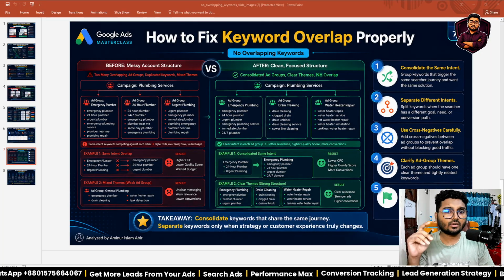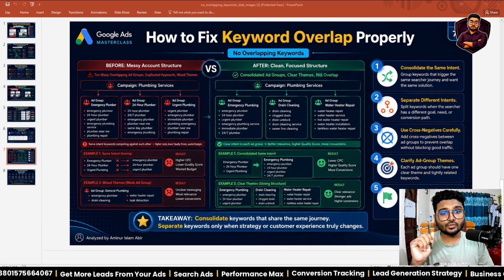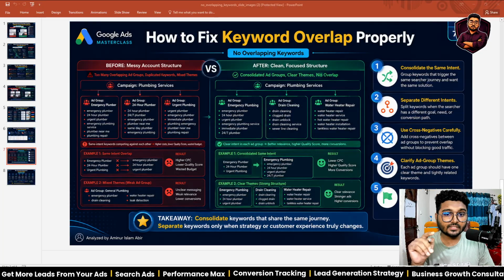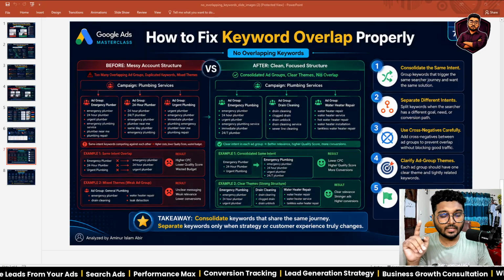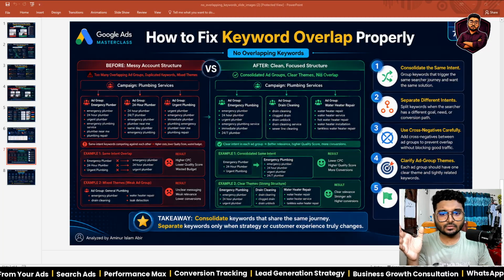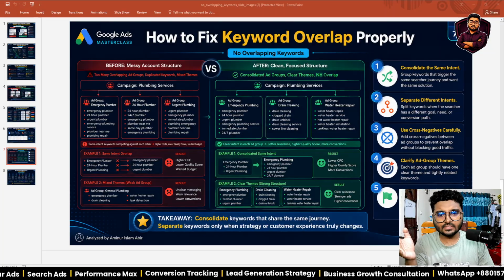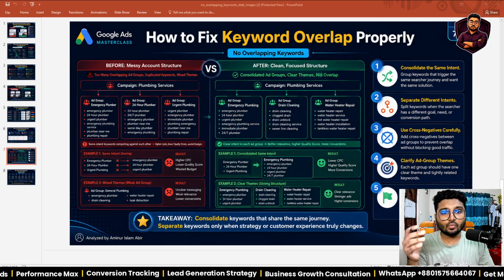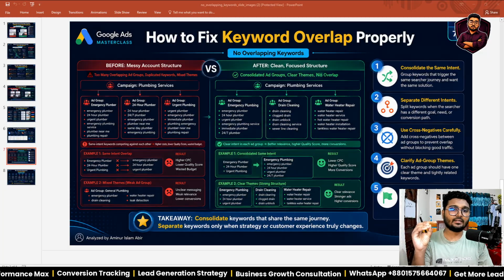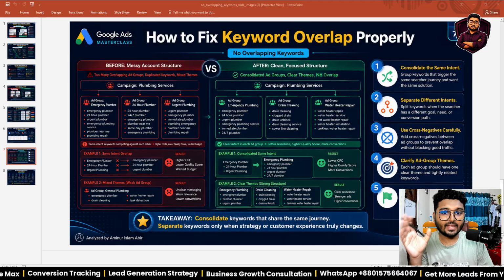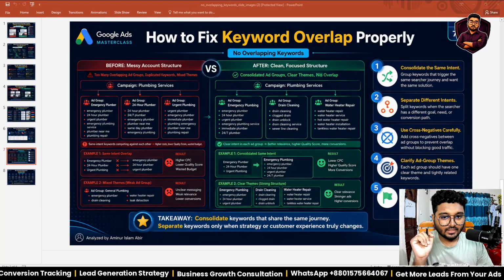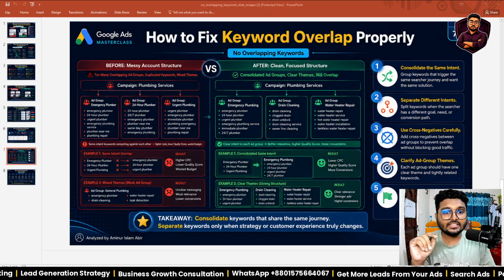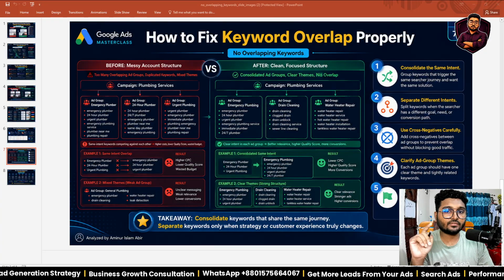Solution 3. Use cross negatives carefully. Suppose one ad group targets roof repair. Possible negatives may include replacement, installation, and new roof. The roof replacement ad group may use negatives such as small repair, patch, and minor leak. Use negatives when they affect the destination and customer journey, and the service or business value. Do not use negatives to control every tiny word variation.